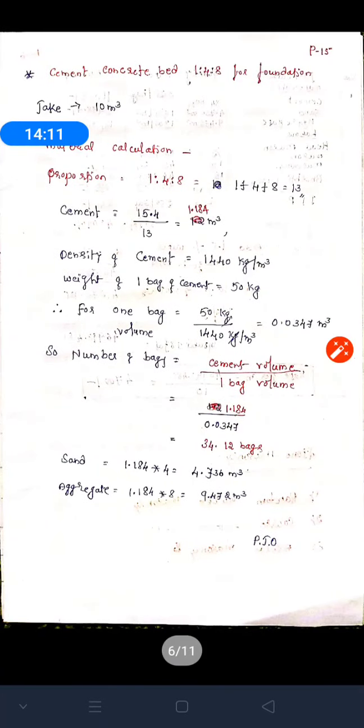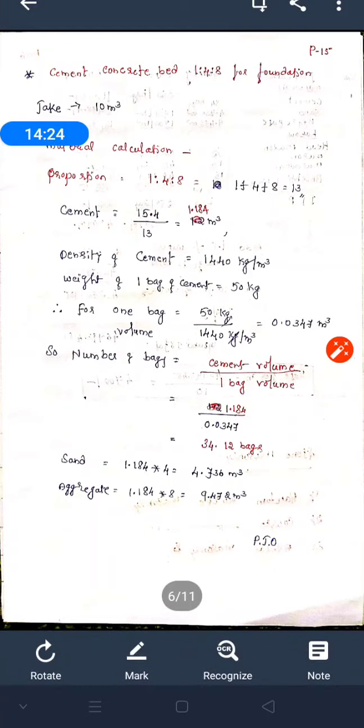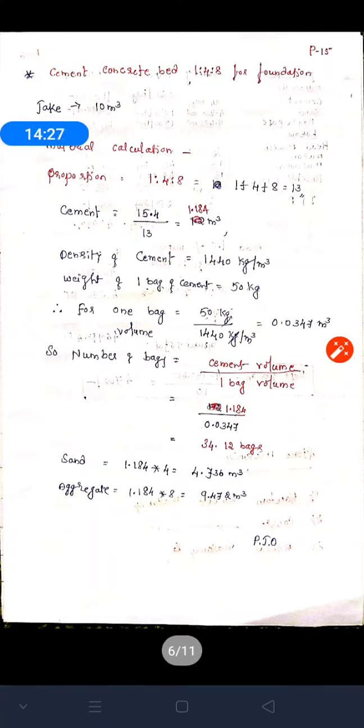Then here we start with the problem: a cement concrete bed 1:4:8 for foundation. He has mentioned that you should take 10 meter cube of work here. First we should calculate the materials, how much quantity of materials we require, that is the number of bags of cement, volume of sand and volume of aggregate. Further we calculate the labor and all those things.